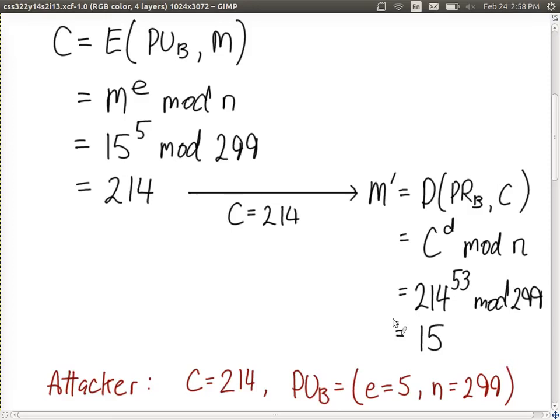That is, I started with a message m of 15, I raised it to the power of 5 and mod by 299 and get some number, 214. Now I take 214 and raise to a power of another number, 53, mod by 299. Why do I get 15 back? Why isn't it 16 or 17 or some other number?